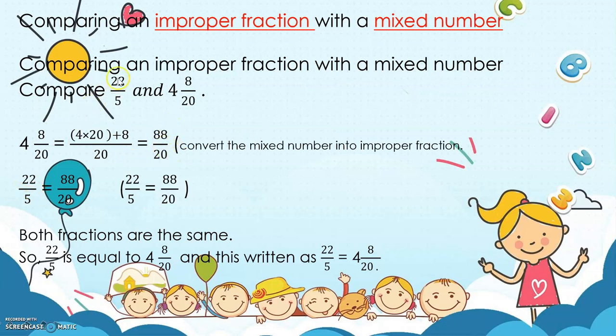Next, let's take 22 over 5, which is an improper fraction. You multiply to become 20. Let's multiply by 4. So 5 times 4 equals 20. 22 times 4 equals 88. That's why 22/5 is equal to 88 over 20. So how do we compare? This is equal, or both fractions are the same. So 22 over 5 is equal to 4 and 8/20. And this is written as 22/5 is equal to 4 and 8/20.